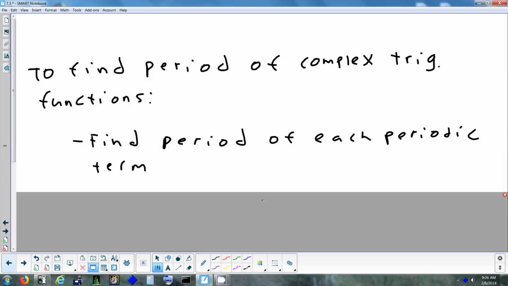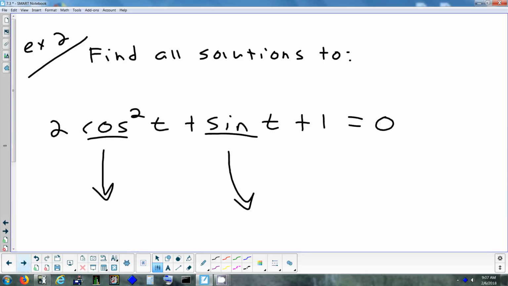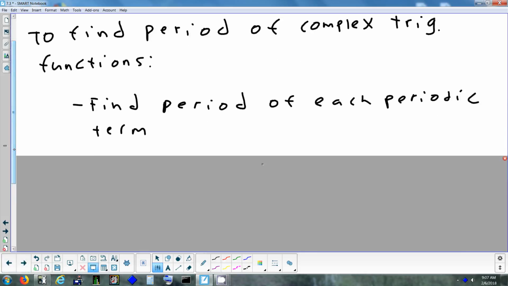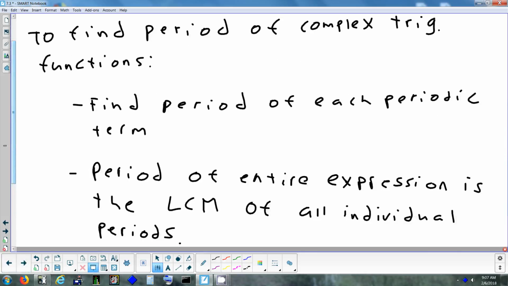Well, first thing you want to do is find the period of each periodic term. Okay. On the other page, I underline the periodic terms, cosine squared and sine. One is not a periodic term. One is just a number. Okay. So when you think periodic terms, think trig. So find the period of each term. And then the period of the entire problem is the least common multiple of all the individual periods.